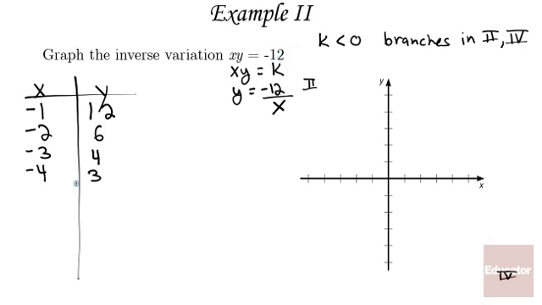So I'm going to go on and choose some positive values. When x is 1, then y is going to have to become negative. It's negative 12. If I plug in x is 2, y is negative 6. When x is 3, y is negative 4. And when x is 4, y is negative 3. Okay, so graphing this.